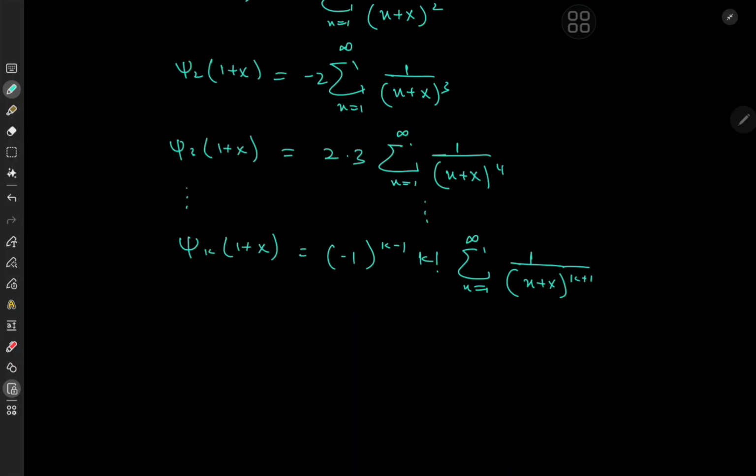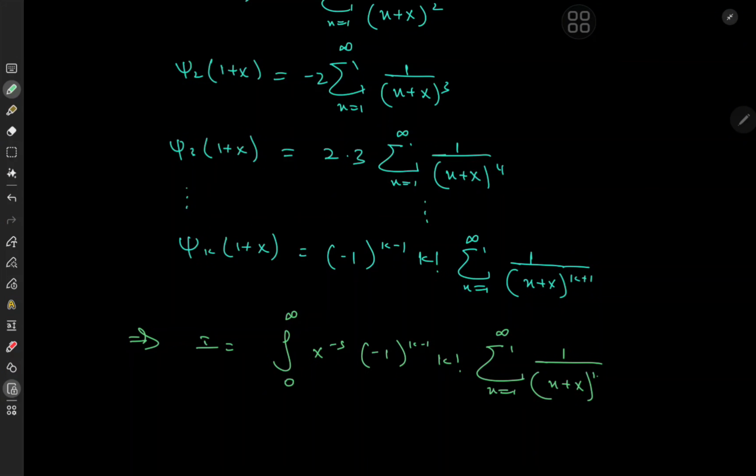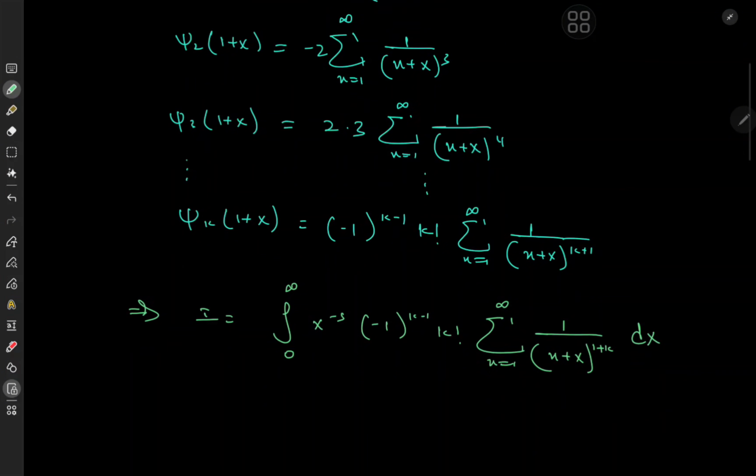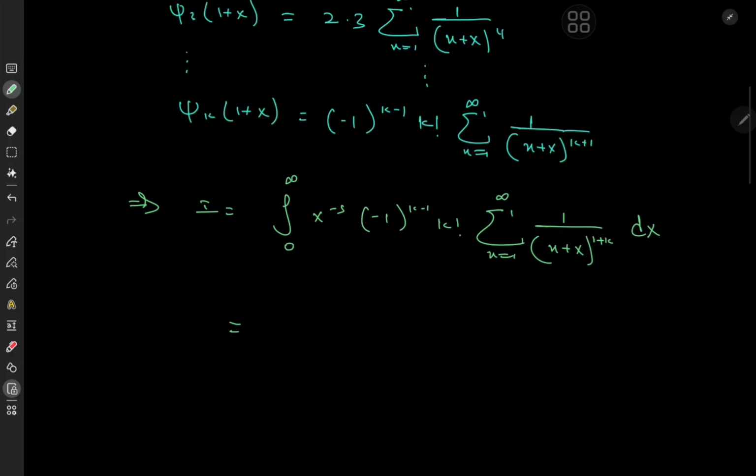And now we need to plug this into our integral. So this implies that the target integral I, in this lovely looking olive green color, is the integral from 0 to infinity of x to the minus s times the sum over n from 1 to infinity. Wait a second, I should probably write out the constants with it. So that's negative 1 to the k minus 1 times k factorial times the sum over n from 1 to infinity of 1 over n plus x to the 1 plus k dx.